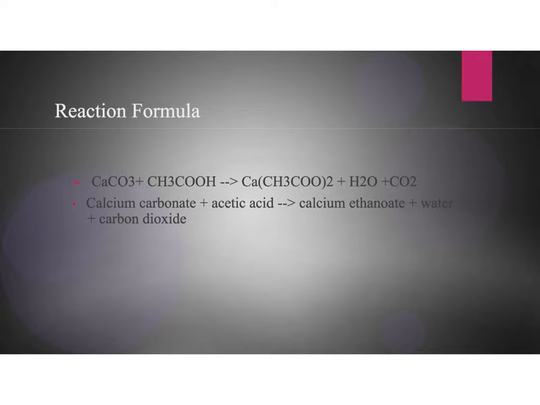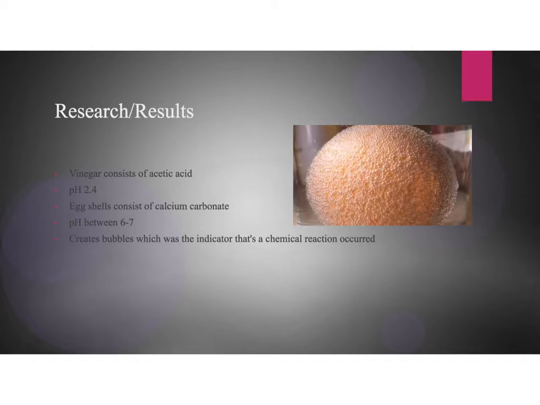We see that the egg shell, having calcium carbonate, mixes with the vinegar, which is known as acetic acid. When they're combined, we get what's known as calcium ethanoate, water, and carbon dioxide. When this all occurs, the carbon dioxide being released creates bubbles, and they rise to the top. The bubbles represent a chemical reaction, so that we know it had occurred.